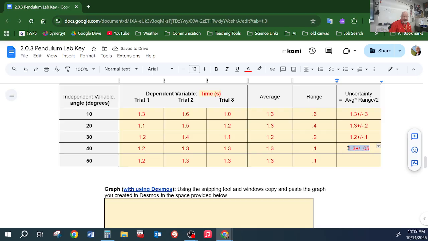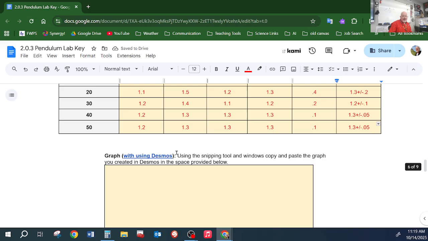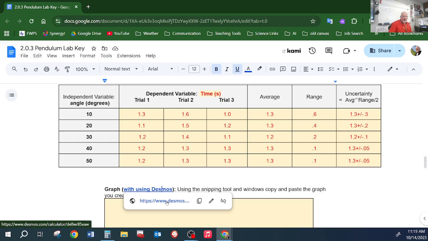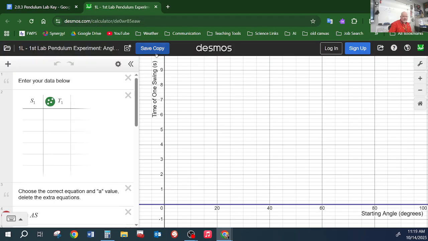It looks like it's the same for the next one, so I'm going to cheat and hit copy and then go down to the next one and hit paste. All right. Now what I want to do is get these numbers into Desmos. So I'm going to open up this Desmos program.